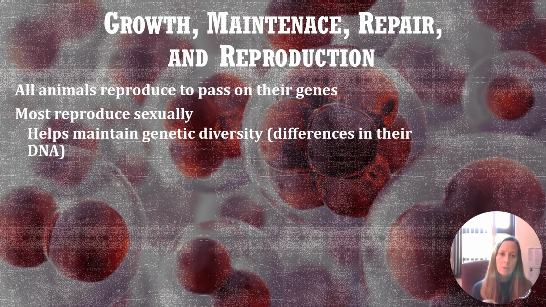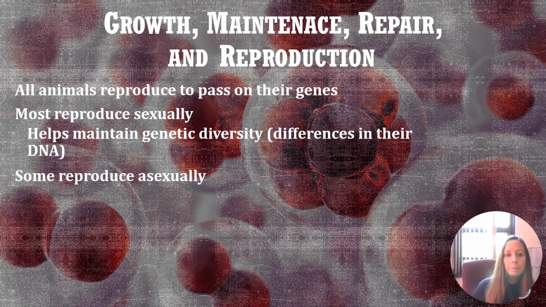Most organisms are going to reproduce sexually, meaning it's going to be two parents and one kid, so that helps to maintain genetic diversity. Remember we talked about the different types of diversity? Genetic diversity was one of them. Two parents with one kid helps maintain genetic diversity because you get DNA from each of the parents. So it makes a different set of DNA, right?